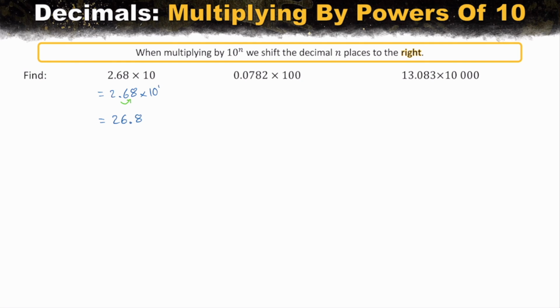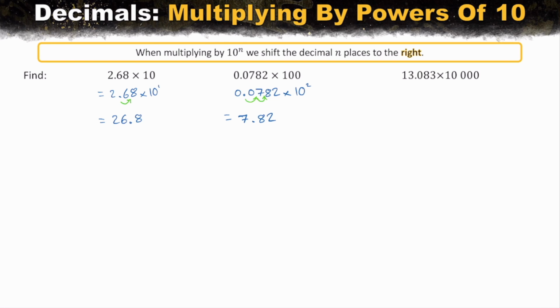Now, if we're looking at some of these other examples that we've got here, we've got 0.0782 times 100, which is 10 to the power of 2, because there's 2 zeros there. That helps us identify that we need to move the decimal place 2 spots to the right. So it's here, we need to move it once to there, but once more to here. That's 2 spots. So our answer becomes 7.82. So that's 7 and 82 hundredths.